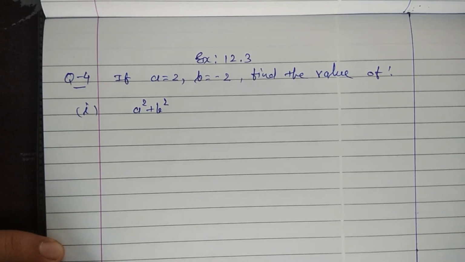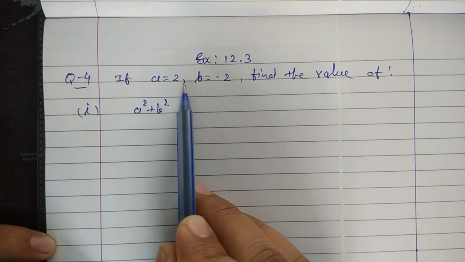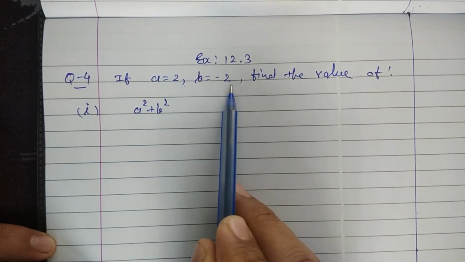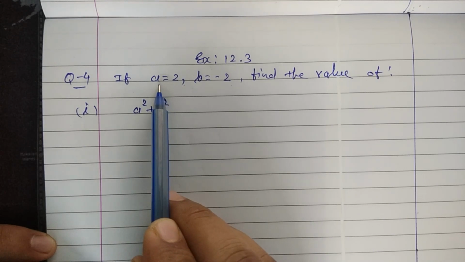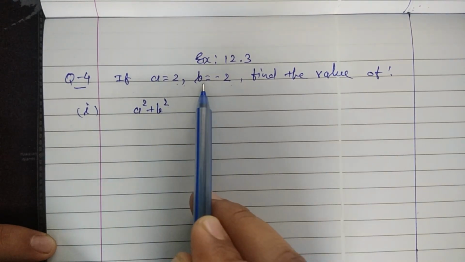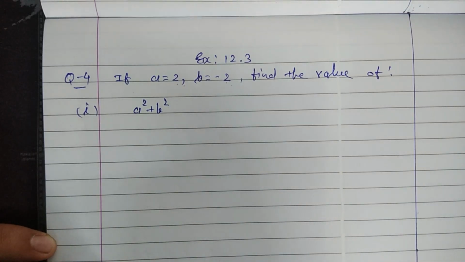Hello students, we are solving exercise 12.3 and we come to question 4. If a is equal to 2, b is equal to minus 2, find the value of the expression. So in this question, expressions are given in two variables a and b and their values are also given, that is a is equal to 2 and b is equal to minus 2. We have to put these values in the expression and we have to find the value of the expression.